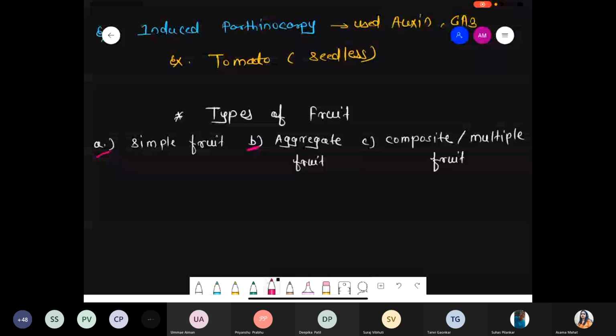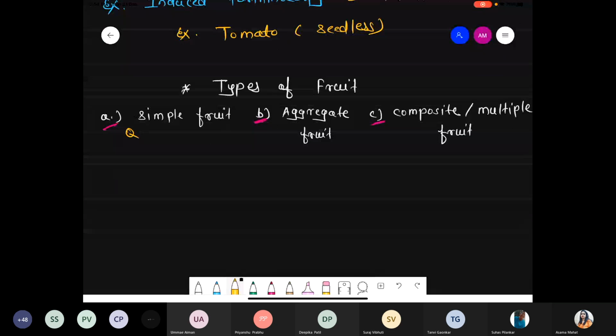Chalo. So quickly we are taking some points first of all. Whatever the questions will be asked, mostly those questions come from the simple fruit. So हम ज़्यादा से ज़्यादा simple fruit पे focus करेंगे. ठीक है. So first point, what is the meaning of the simple fruit.